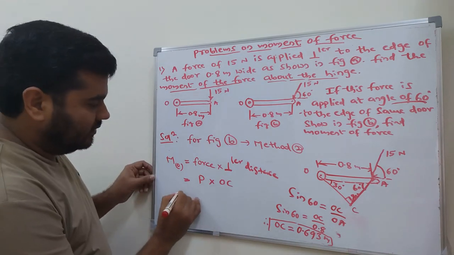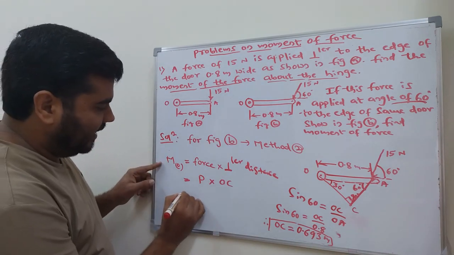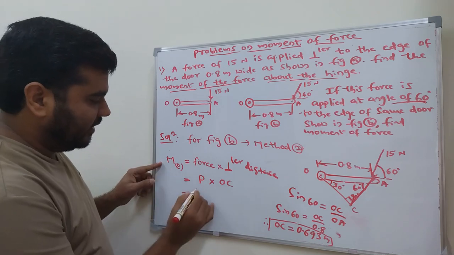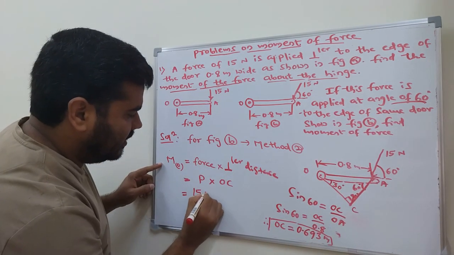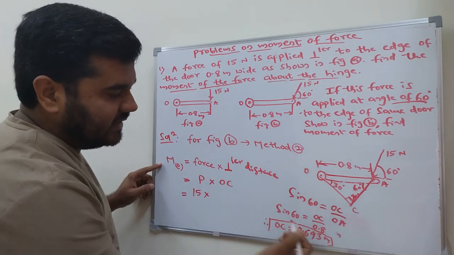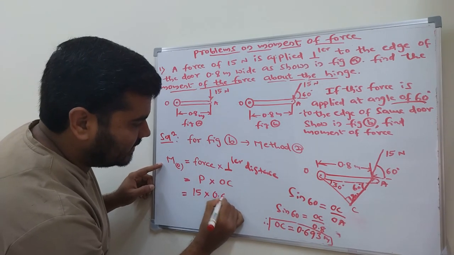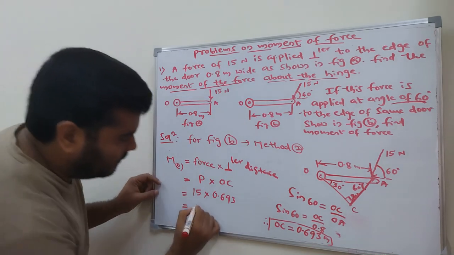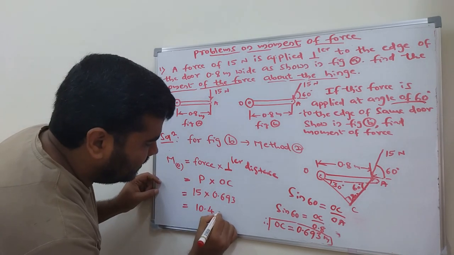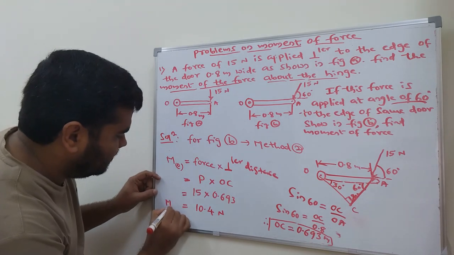Now come to moment here. Moment equals force into perpendicular distance. Force is how much? This is the force, 15, into the perpendicular distance OC, which is 0.693. This will be equal to 10.4. Again, same, 10.4 Newton meter. That is the moment about O.